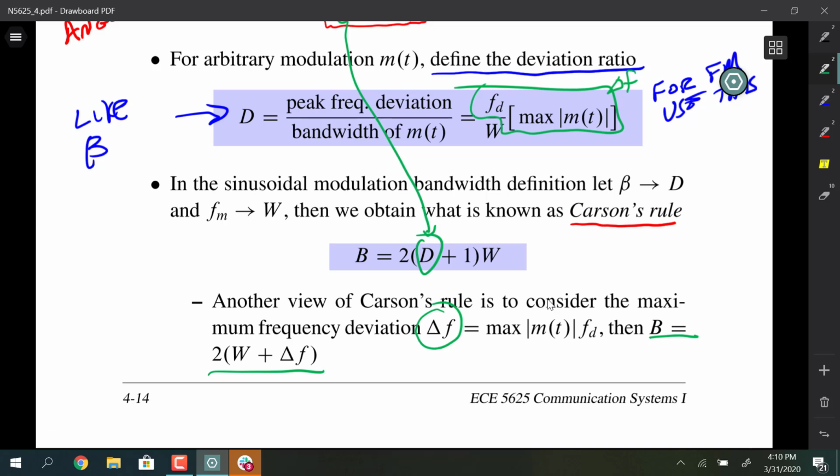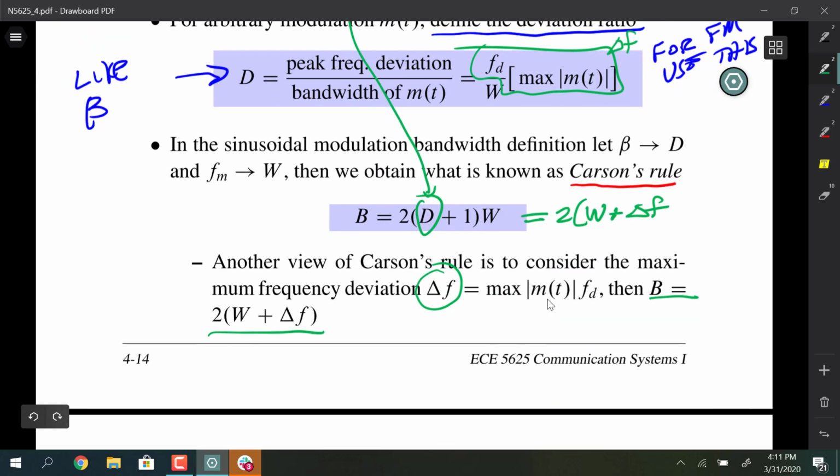In a lot of circumstances, this makes a lot more sense because you're looking at what your message or information is doing. What's the maximum push of the frequency, or deviation of the frequency over time? That's what delta F is, the maximum frequency deviation. Now, deviation is double-sided though, so delta F is the swing in one direction, and then presumably if the message is symmetrical, it swings back in the other direction by the same amount. So just keep that in mind, that you can also write that as 2 times the quantity W plus delta F.